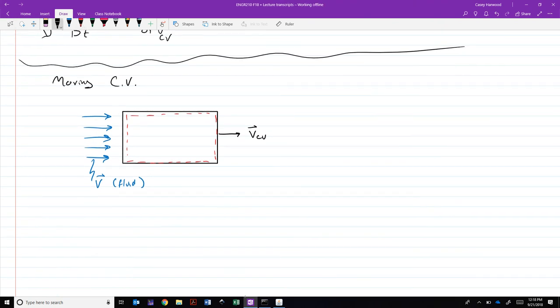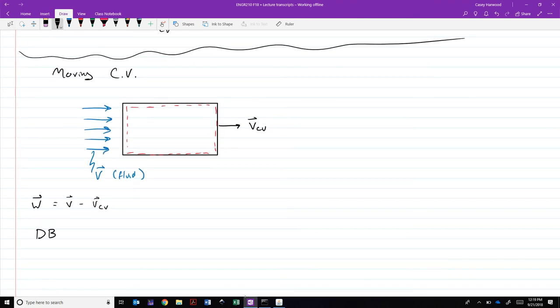So we're going to define a new velocity vector, W, which is equal to the difference between the fluid velocity and the control volume velocity. The way we can interpret this is the velocity of the fluid relative to the control volume. In other words, if instead of standing on Earth you were in a coordinate system that's following the control volume through space, W would be the apparent velocity of the fluid.